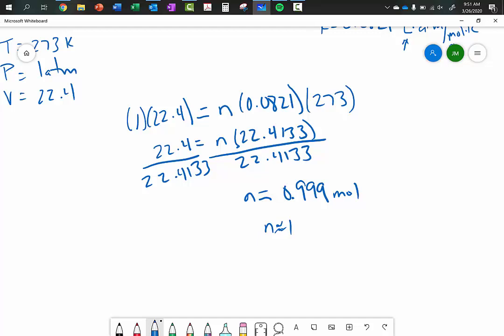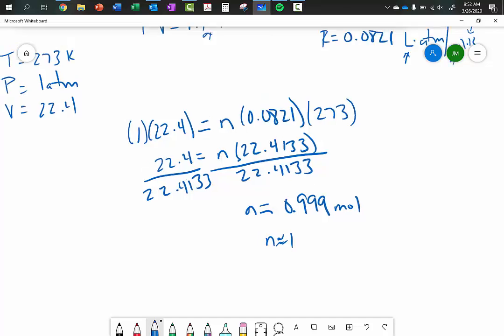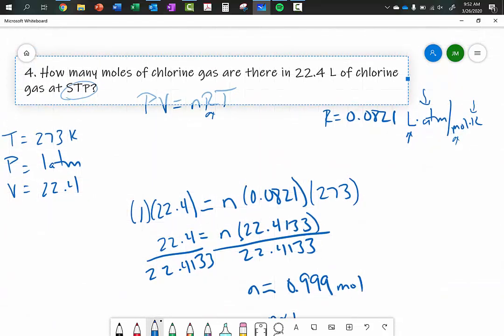Kind of keep this in the back of your mind. We're going to revisit this later on, but I did want to give you some practice with this ideal gas law. All right, guys, so that was our warm-up for today.